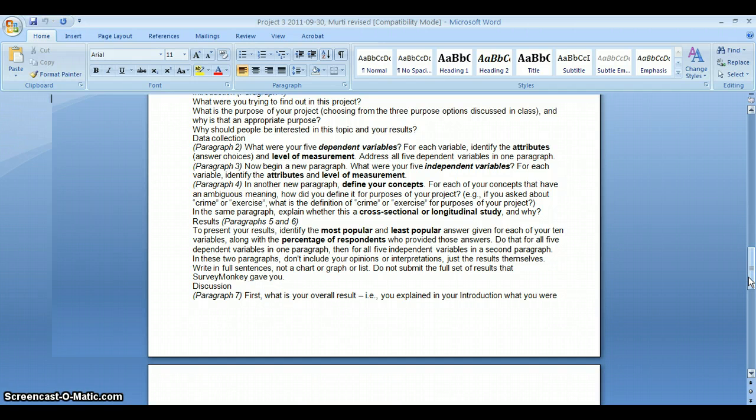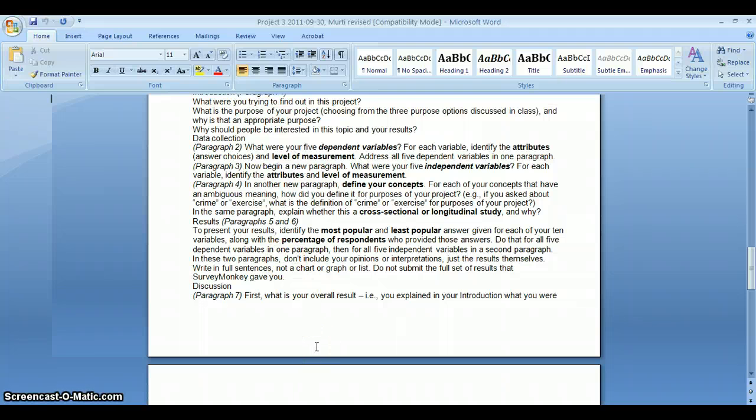paragraphs 5 and 6 are your results. So you can't write paragraphs 5, 6, 7, and 8 until after other people have taken your survey and you have the results, but you can write paragraphs 1 through 4 before people take your survey. So people take your survey, you get the results on SurveyMonkey, and now you're ready to write your results section, paragraphs 5 and 6.